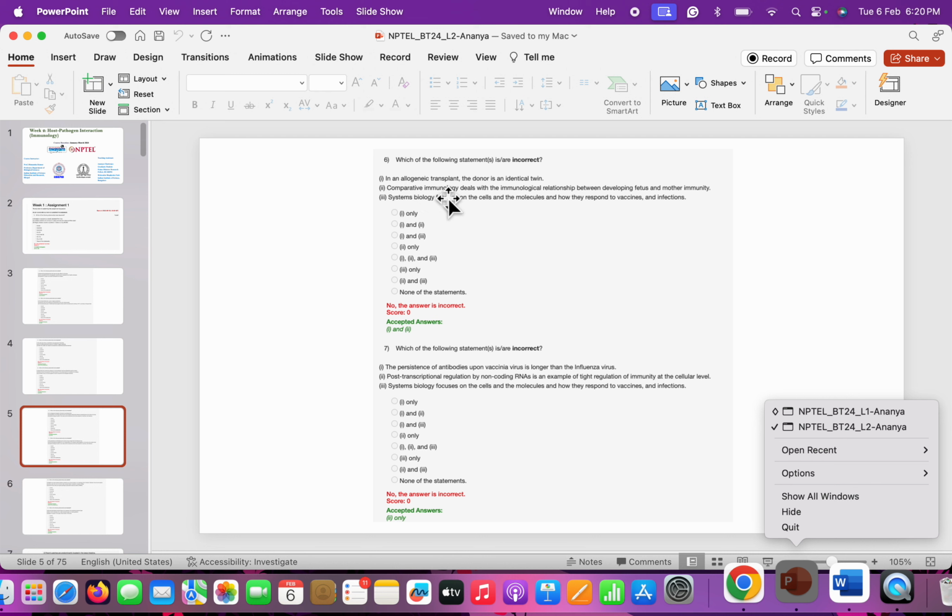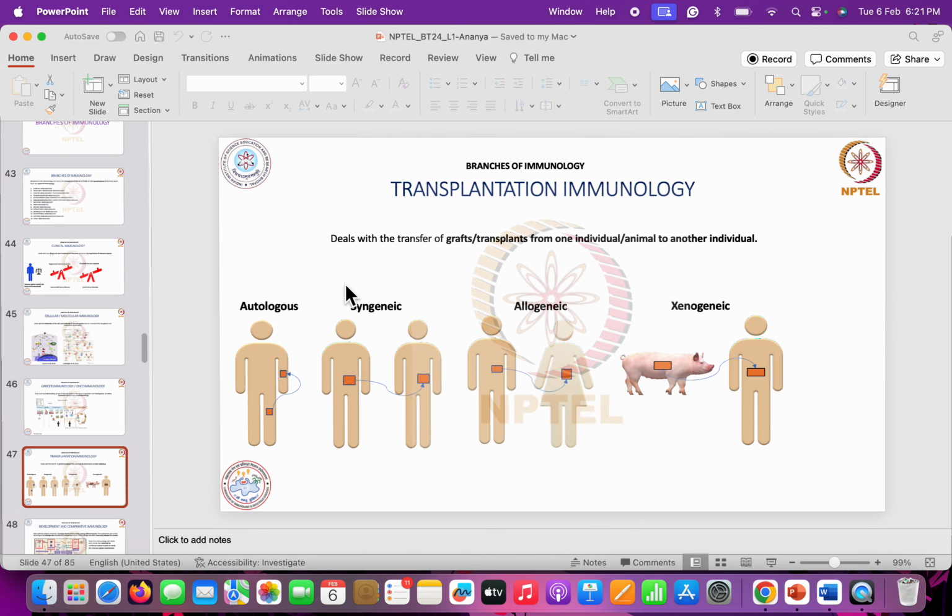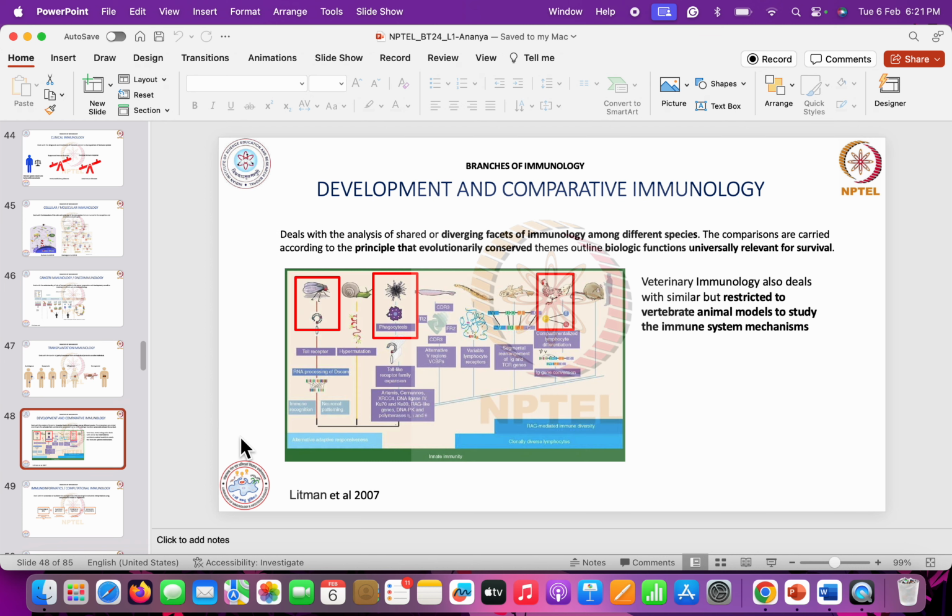Comparative immunology deals with immunological relationships between developing fetus and mother immunity. Systems biology focuses on the cells and molecules and how they respond to vaccines and infections. So we can focus on cells and molecules and how they interact using systems biology. But comparative immunology, let us see, what is development and comparative immunology?